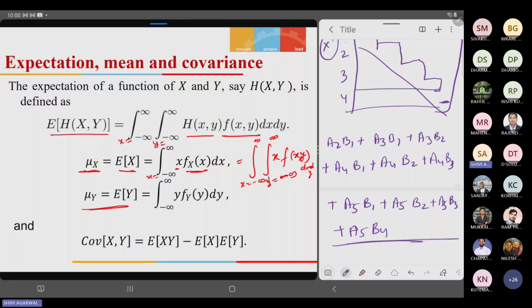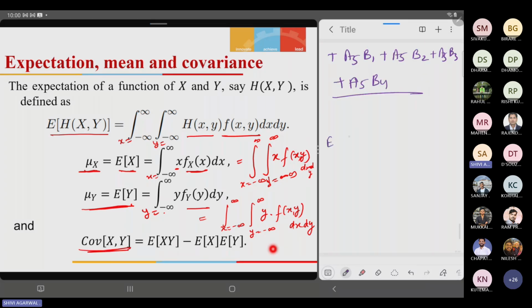Similarly, we can say mu y. For the marginal we can use here: y from minus infinity to infinity, y times f(y) dy, we integrate with respect to y, and we can also use the joint. So what we are doing, x from minus infinity to infinity, y from minus infinity to infinity, y times the joint density function, dx dy. Correct?